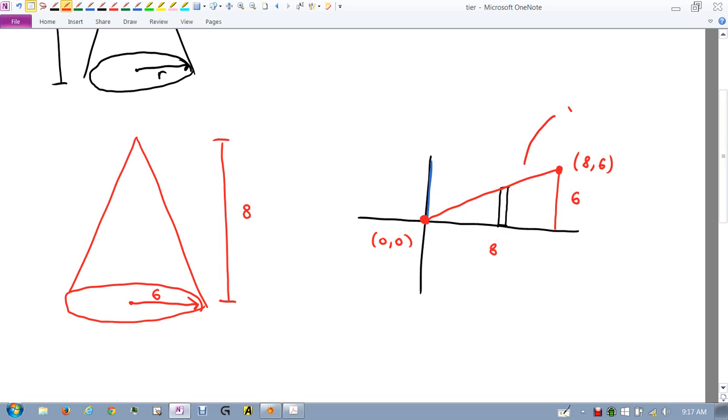This would be y equals, it's just the slope in front of x. So what's the slope? How do you get from one point to the next? You go up 6, to the right 8, rise over run. So up 6 over 8, 6 over 8 is 3/4 x. That is the line y equals 3/4 x. And then that's your f of x.